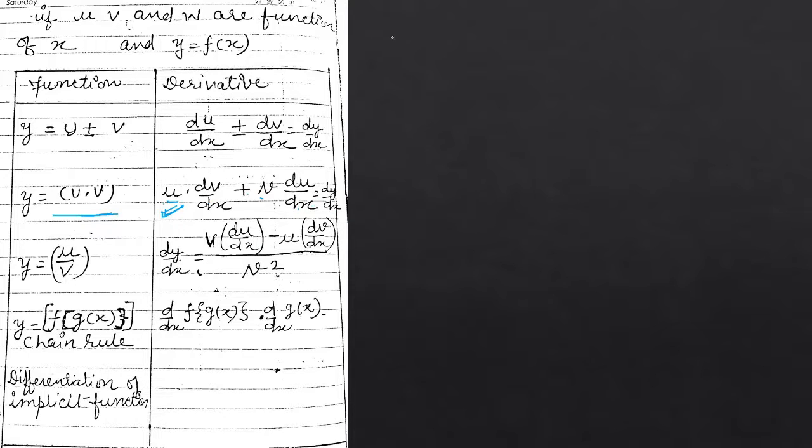Let's do it with the example also. If the function is y equals 4x² + 2x multiplied by 8x³ + 3x². This is the function and we have to calculate dy/dx. We can see that both the terms are multiplying with each other, so we can apply this rule for finding differentiation.